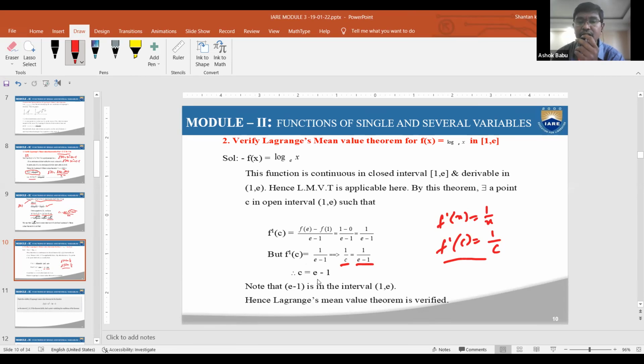And here, what is the value of e? Anyone? What is the value of e minus 1? Anyone? Yes. Emma, what is the value of e minus 1? Anyone?